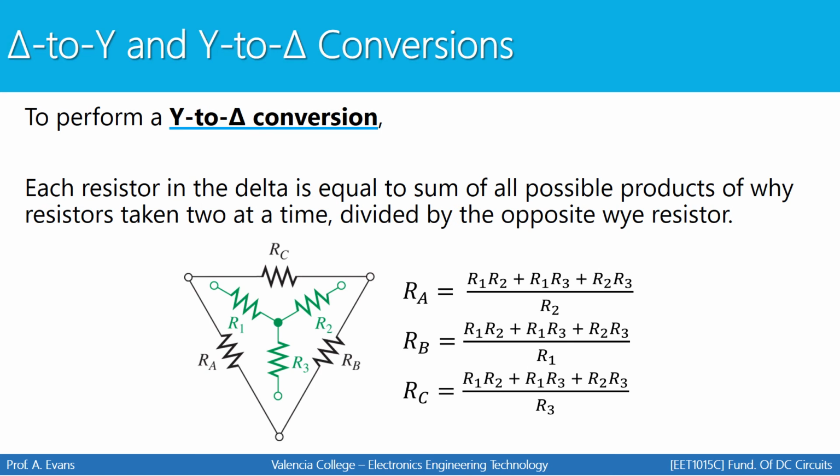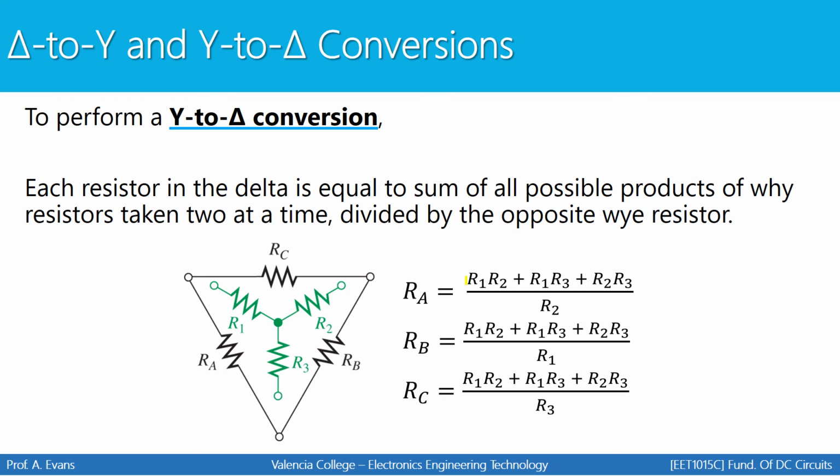Now let's say that you want to go the other way. If you want to do a Y to delta conversion, each resistor in the delta will be equal to these three equations that you see on the screen. So let's say that you are beginning with a Y, you're beginning with a circuit in green, you want to convert it to a delta form. In order to do that, you'll use these three equations to figure out what is RA, what is RB, and what is RC.